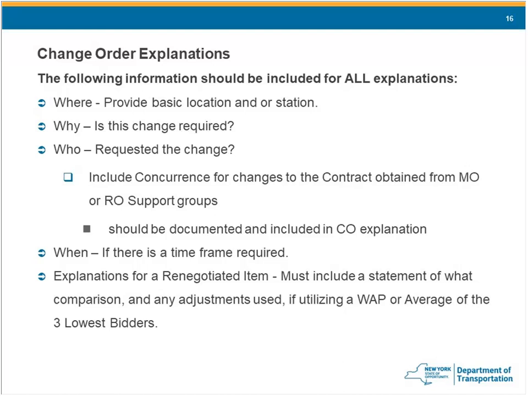Explanation for a renegotiated item must include what comparison was used to justify the price. Was it weighted average award price, average of 3 lowest bidders? Sometimes you can have it either way. The contractor may send a price analysis to justify their bid price if that price is in excess of the weighted average award price or the 3 lowest bidders.